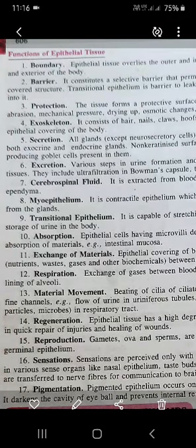So, epithelial tissue जो है, it is the role-acting tissue. Its part is 99% in functions, just like boundary, barrier, protection, exoskeleton, secretion, excretion, cerebrospinal fluid, absorption, exchange of materials, respiration, material movement, regeneration, reproduction, sensation.